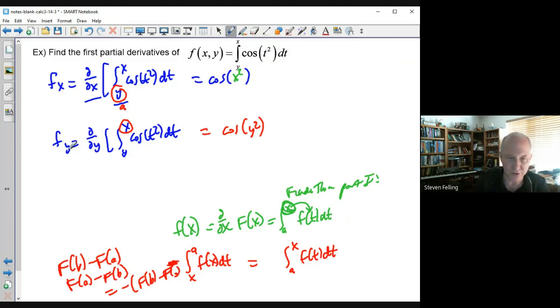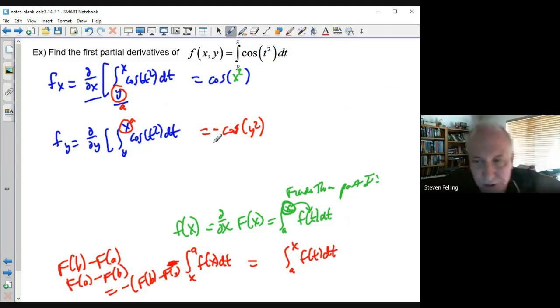So there's a property that says you just take the negative. So in fact, if I do the partial derivative with respect to y, because the constant's in the wrong spot, the variable here, it would be the negative of cosine of y squared. Okay. Not at all intuitively obvious, so I thought that would be worth mentioning.